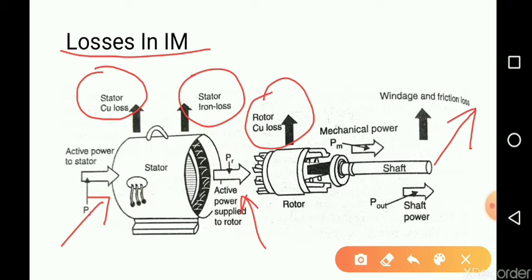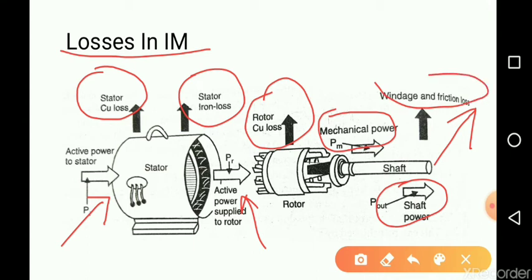After that, when the rotor conductor carries the current, the torque is produced, and this torque is responsible for the production of the mechanical power at the rotor output. So this mechanical power can be converted into useful shaft power at the shaft. While carrying out this transformation, the windage and friction losses take place. So these are the different losses that take place.